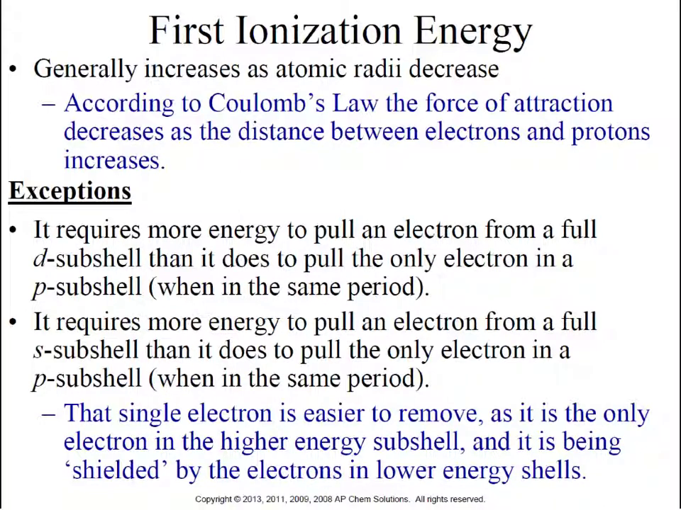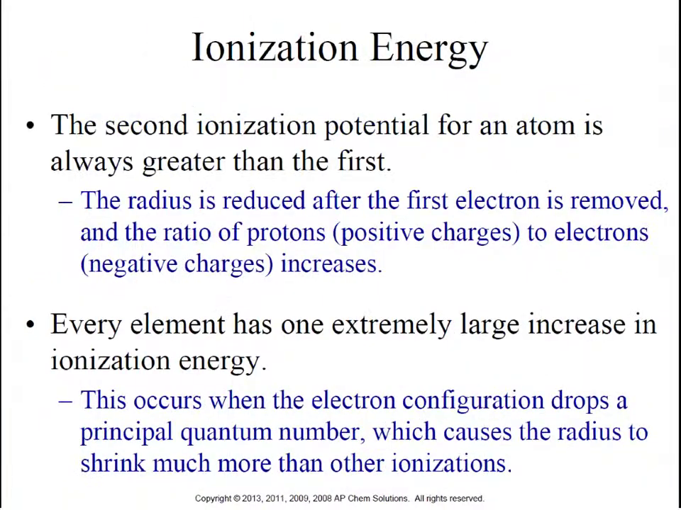And it requires more energy to pull an electron from a full S subshell than it does to pull only one electron, the only electron in the P subshell, when they're in the same period. So we keep talking about first ionization energy. There is a second ionization energy, which is sometimes referred to as the ionization potential. They're the same thing. So the second ionization energy is always greater than the first.